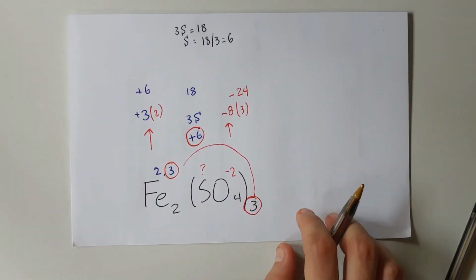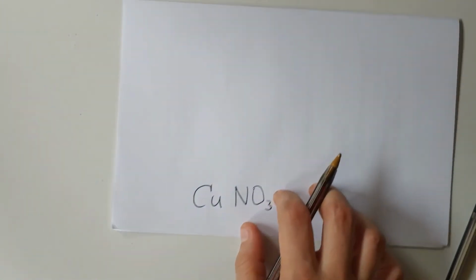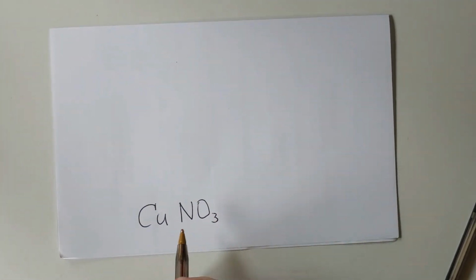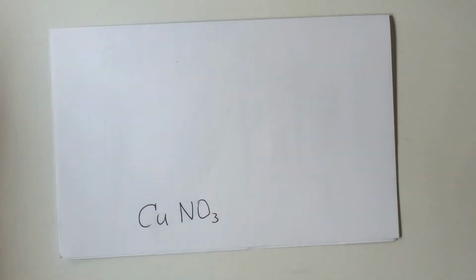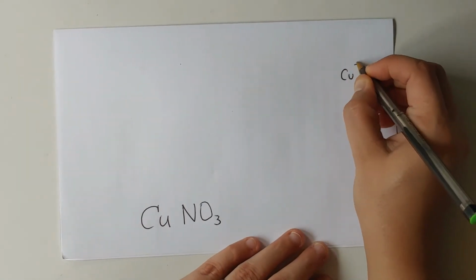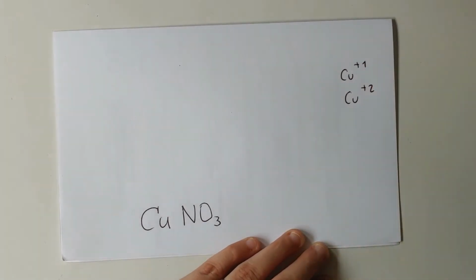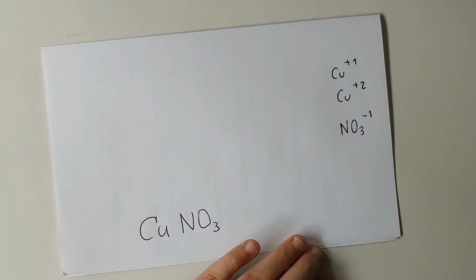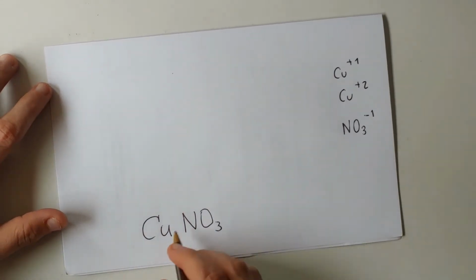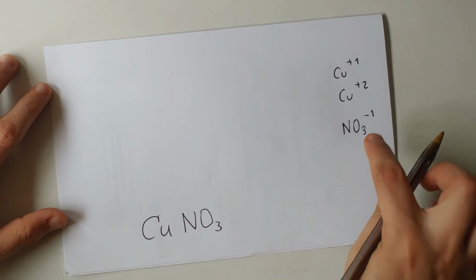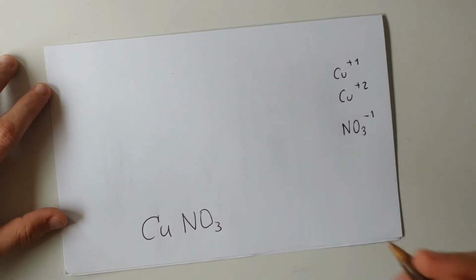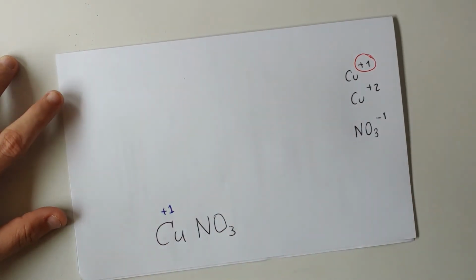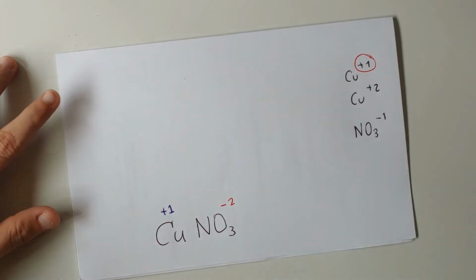Let's try with another example. Oh, look at those special effects. I have copper and I have nitrate. Copper could be +1 or +2. Those are two possibilities. And nitrate is NO3 with a charge of -1. So the charge of the nitrate, because I see no subscript, is -1. Therefore, the charge of copper must be +1. So this is +1, the charge of the copper, and the oxygen, of course, is -2.